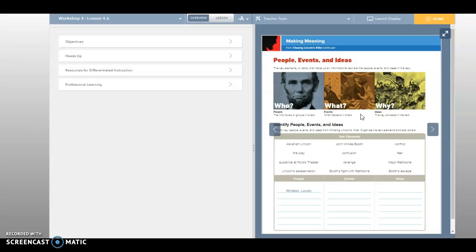Okay, so we are asked in this lesson to identify key people, events, and ideas from Chasing Lincoln's Killer, organize the text elements, and add others. So we're looking for the who's, the what's, and the why's. You guys should do this in every single thing that you read. Who, what, and why.